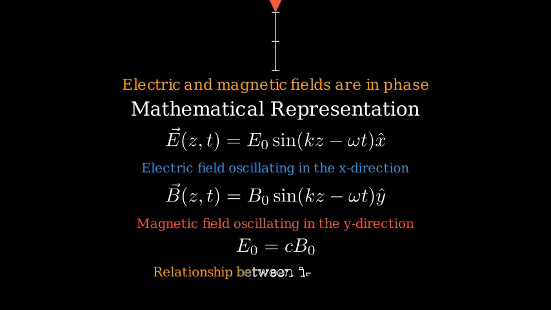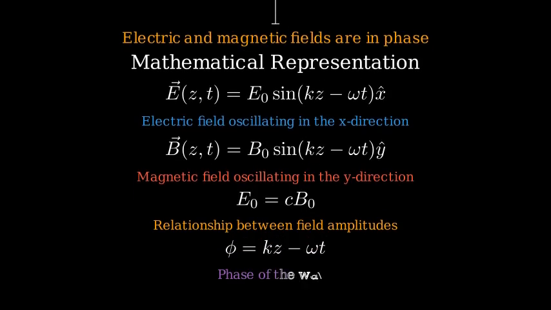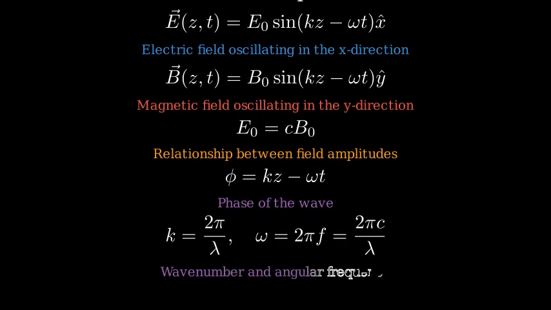There's an important relationship between E naught and B naught. E naught equals c times B naught, where c is the speed of light. Both fields oscillate sinusoidally with the same frequency and are in phase with each other. The quantity kz minus omega t represents the phase of the wave, where k is the wave number and omega is the angular frequency.